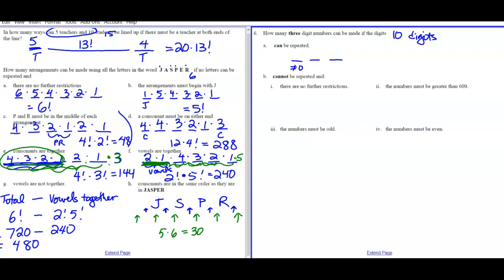So, don't forget that. 10 digits. Okay? Only 9 possible digits can go in that first number because you can't start with 0. In this case, it says the digits can be repeated, right? It's not going from a given word like Jasper or mouth. Digits are digits, right? There's 10 of them. It says they can be repeated. So we can only have 9 possible for the first, but then we can have 10 and 10 possible. So 900 possible 3-digit numbers.